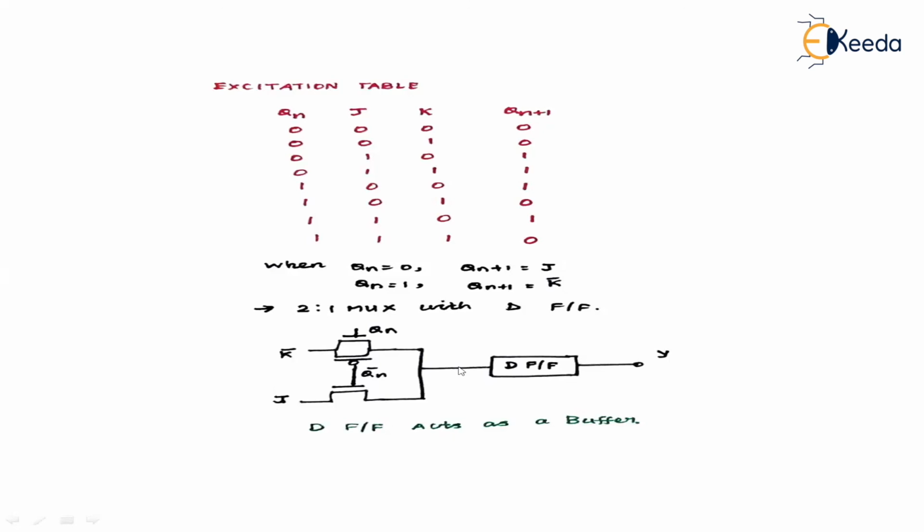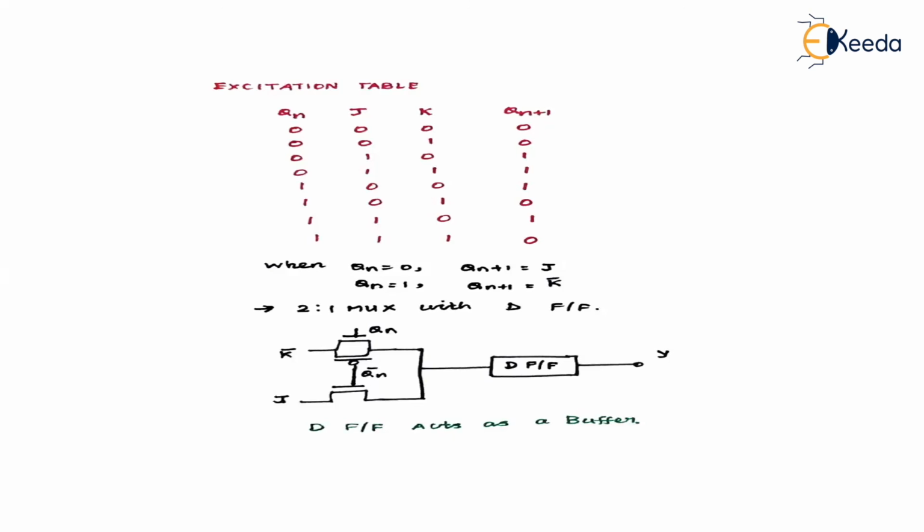So my output will be having either J or K bar, but after some time my output is going to discharge. To prevent the leakage, I am using a D flip-flop that is going to act as a buffer. So whatever my input is, that will be stored in your output and there will not be any charge leakage. We shall see what actually a D flip-flop is, and how it is acting as a buffer, in our next video.